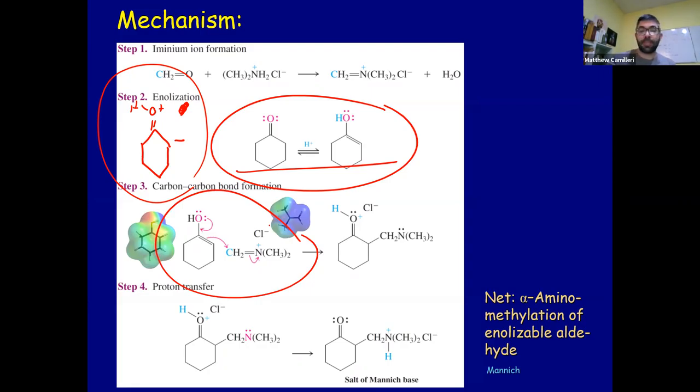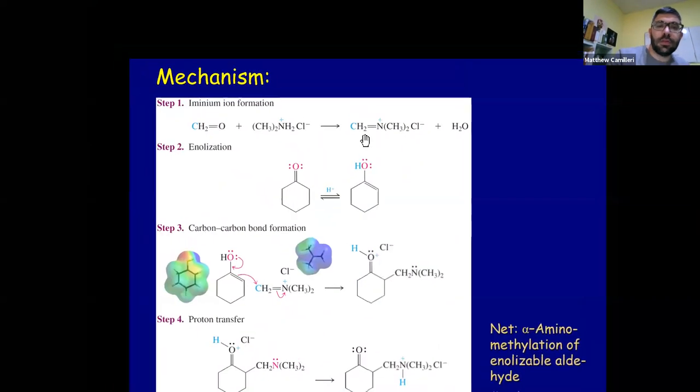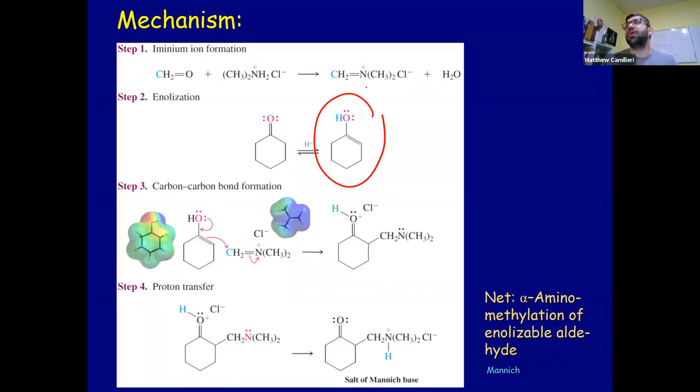But note, that is equivalent to a negative charge on the alpha carbon. This structure here is equivalent to a negative charge on the alpha carbon. So, keep it in mind.